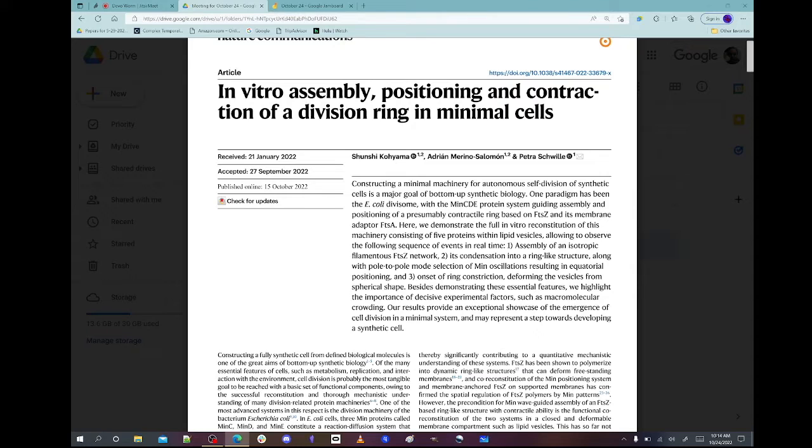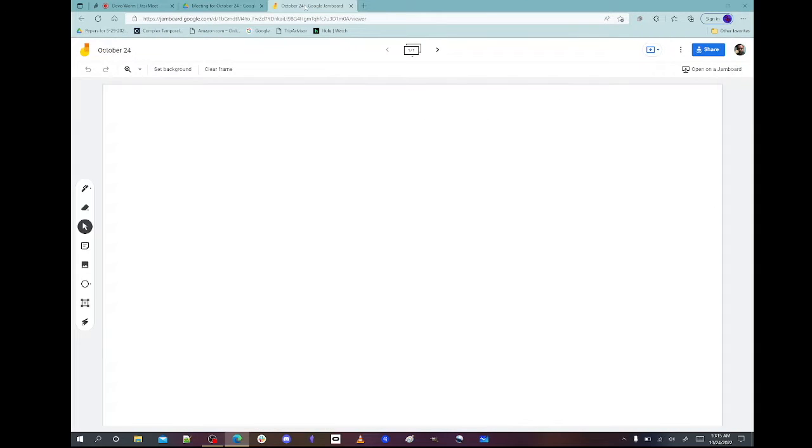The first is assembly of an isotropic, which is having different properties along its network, filamentous FtsZ network. So these are different filaments that have different properties in the network. Number 2, its condensation into a ring-like structure, along with pole-to-pole mode selection of Min oscillators, resulting in equatorial positioning. And 3, onset of ring constriction, deforming the vesicles from spherical shape. So 2 is where you get this condensation into a ring-like structure. And then 3 is the onset of ring constriction, which is deforming the vesicles from spherical shape. So if we take a very broad view here, it could be something like this, where you have, in 1, this isotropic set of things here. Then in 2, it starts to organize into a ring.